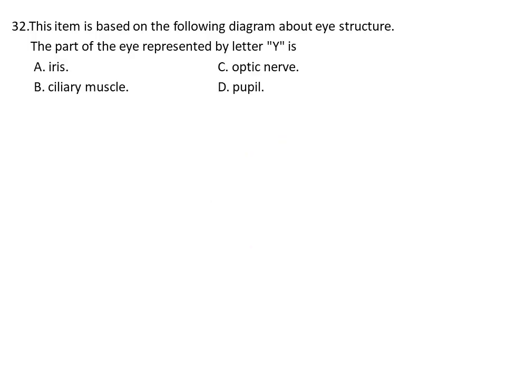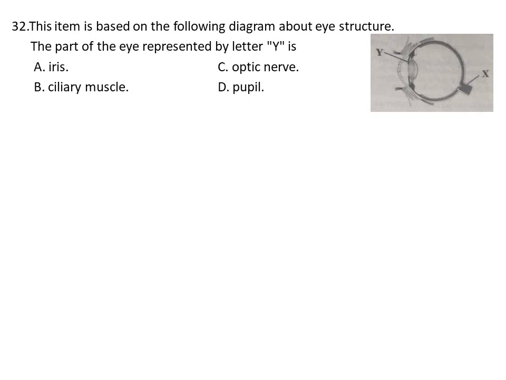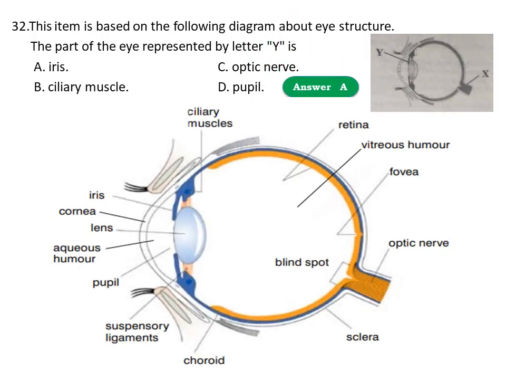Question number 32. This item is based on the following diagram about eye structure. The part of the eye that is represented by Y is, so the answer should be A, iris. You can look at the explanation. The Y represents iris, while the X represents optic nerve.